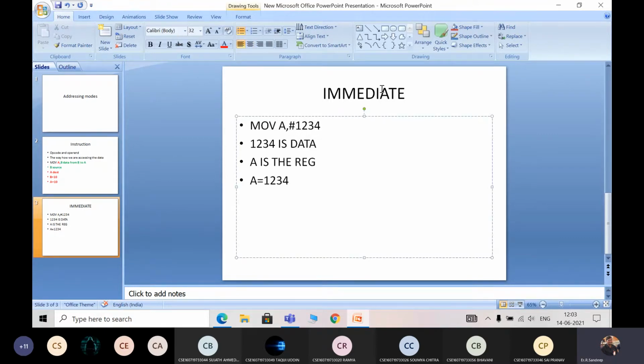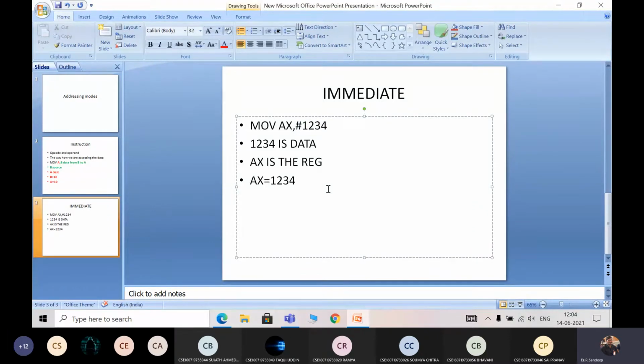Okay, so this type of addressing mode is called immediate addressing mode. That means immediate data we are transferring into the A register. A is not a single register. In the 8086 microprocessor, one of the general purpose registers is AX. AX is a register called the accumulator. AX is a 16-bit register. That's the reason we are moving 16-bit data into the AX register.